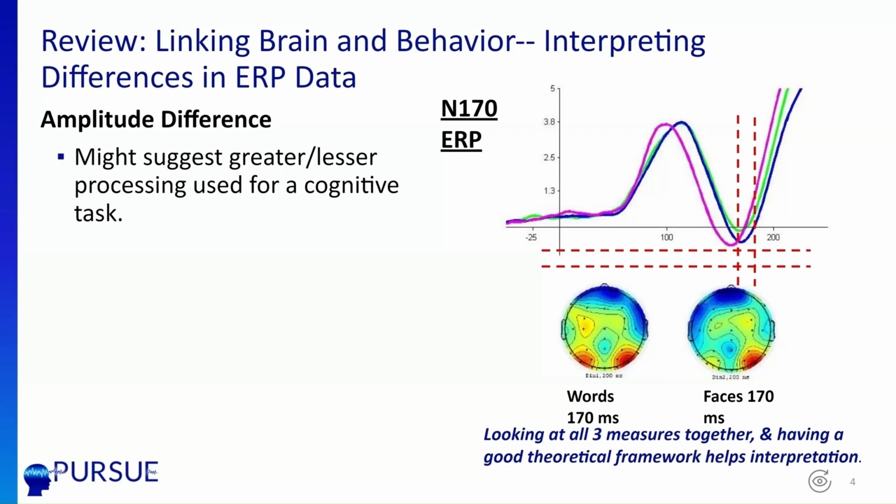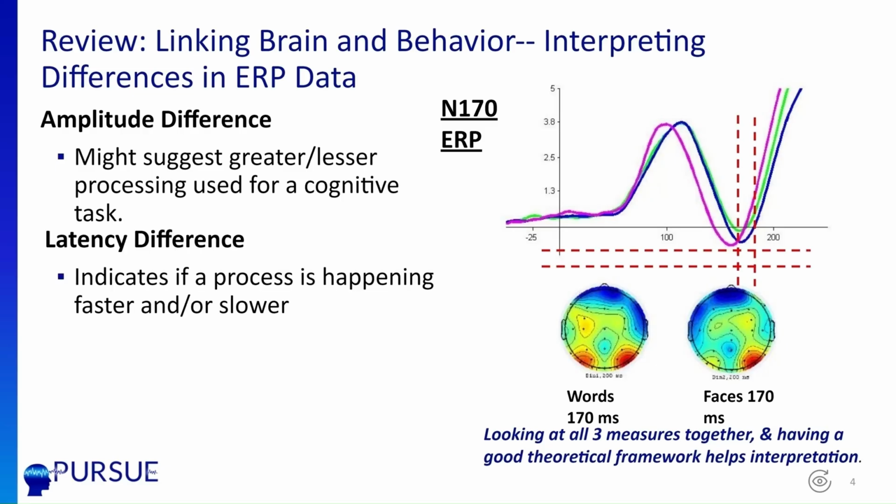It's possible that such amplitude differences indicate that the amount of processing used for a cognitive task varied across conditions. However, amplitudes alone cannot indicate whether this experimental condition used the same cognitive processes. In general, a psychological interpretation of amplitude differences requires a good understanding of what you are studying.